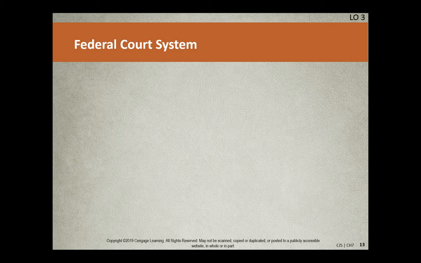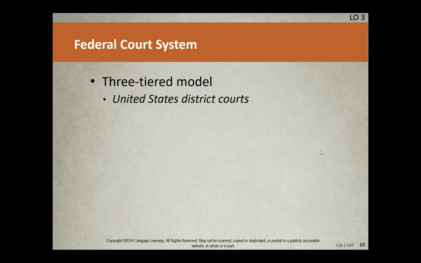So the federal court system is basically a three-tiered model. There's the U.S. district courts, and those are trial courts of general jurisdiction, and then various courts of limited jurisdiction. The U.S. Court of Appeals, which is the Intermediate Court of Appeals, and the United States Supreme Court, of course.